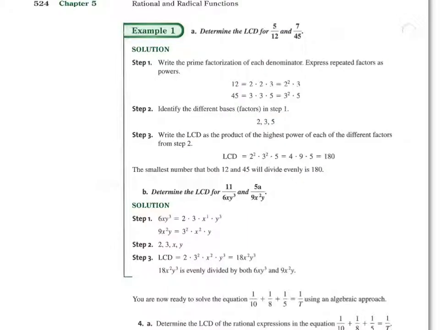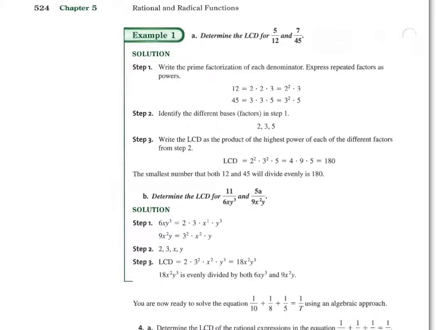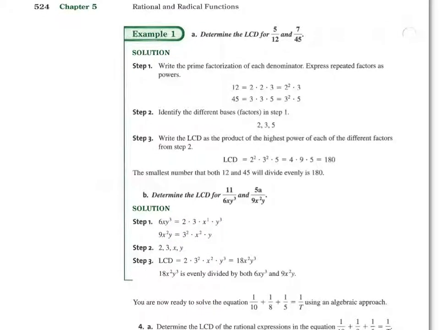All right, so now we're taking a step back from the problem that we just had, and we're talking about a different one. So let me just step you through a little bit of this. For each of these examples, A and B, they're just using the LCD. So they're just having you find the LCD, the lowest common denominator, for 12 and 45.